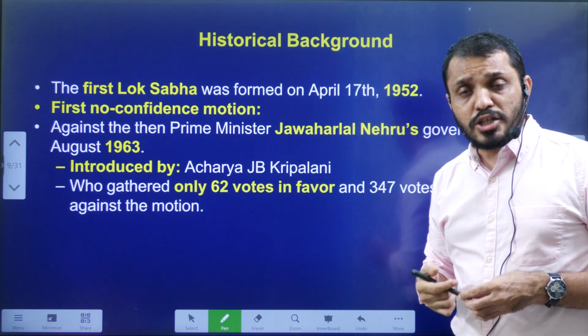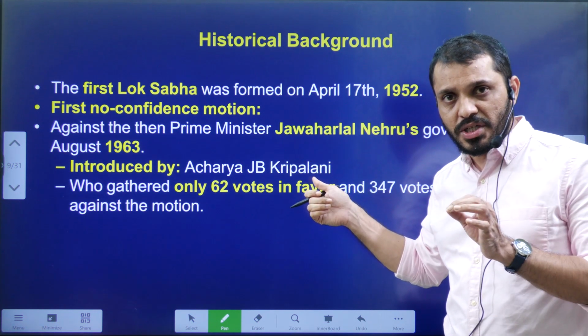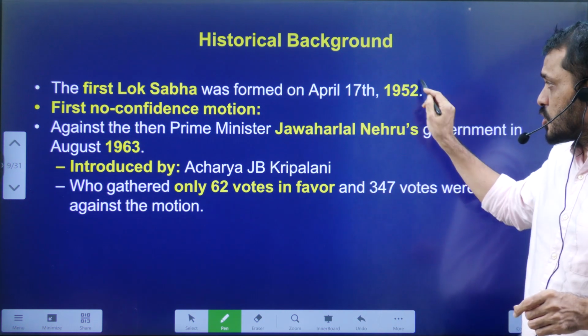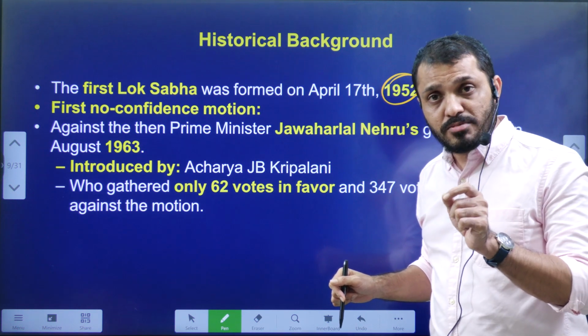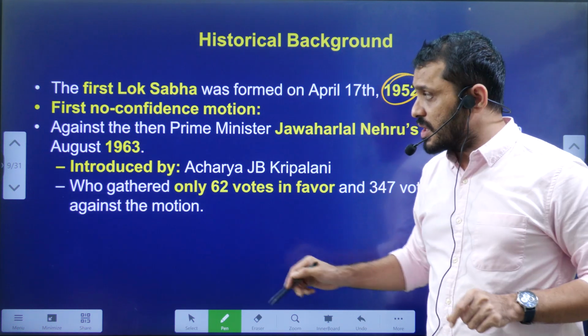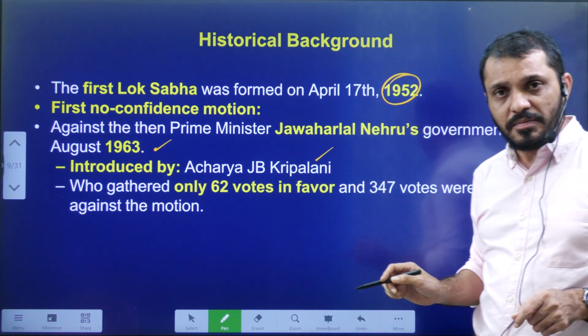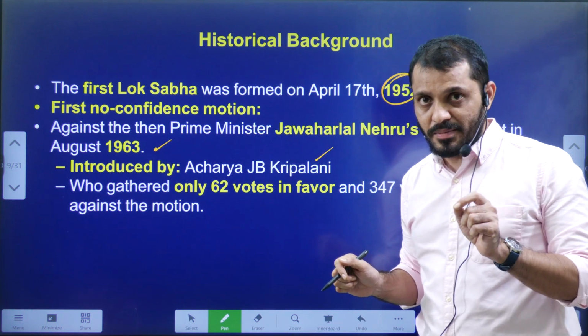Historical background. Actually, this no confidence motion is nowhere mentioned in the constitution. It was mentioned only in the Lok Sabha rules. That is in 1952, it was introduced. And the first time a no confidence motion was moved against the Jawaharlal Nehru government was in 1963. It was introduced by J.B. Kripalani, and this was defeated by the Jawaharlal Nehru government.